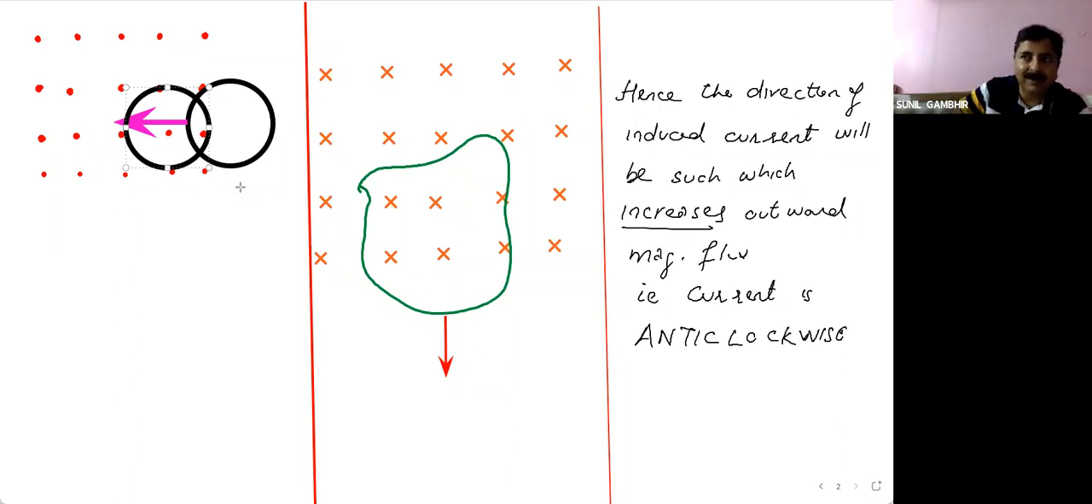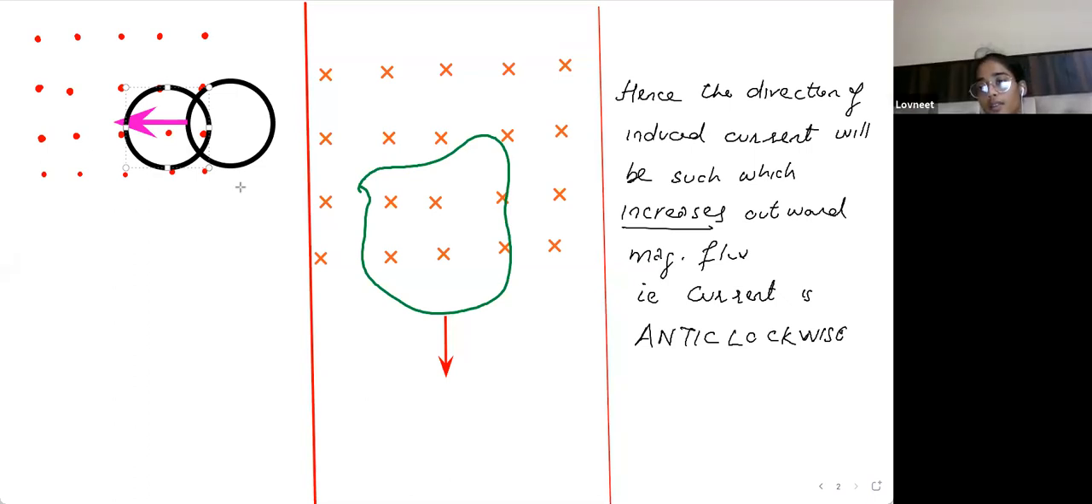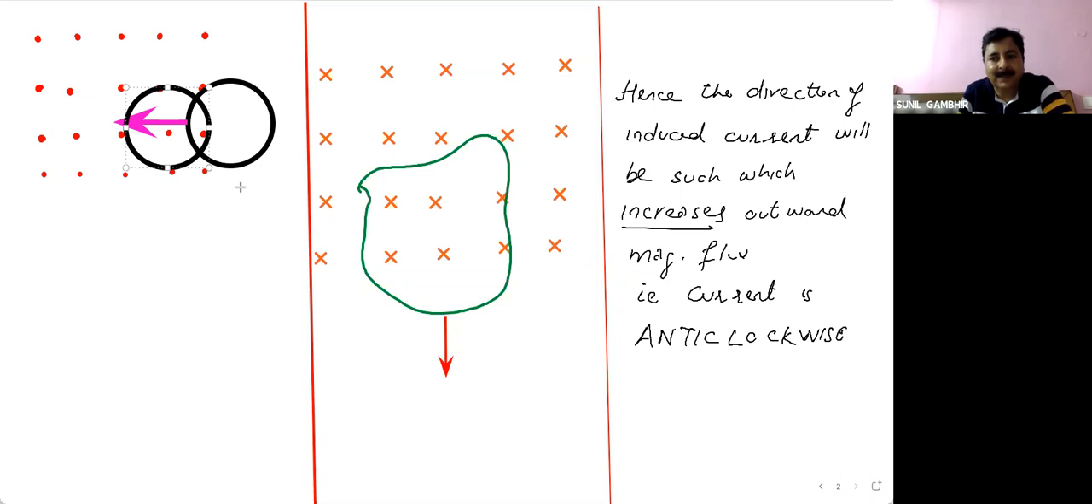Yes, what did you say? Clockwise or anti-clockwise? Lavneet? Clockwise. Answer okay. The direction of the induced current will be clockwise, so that the result is inward magnetic flux.